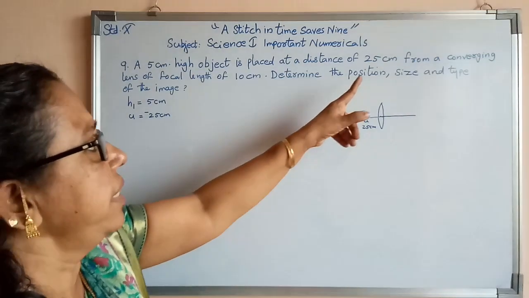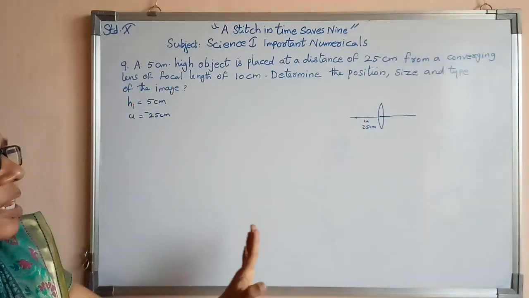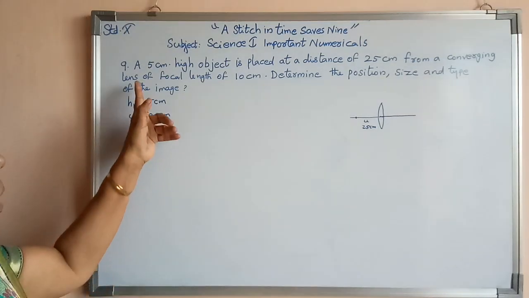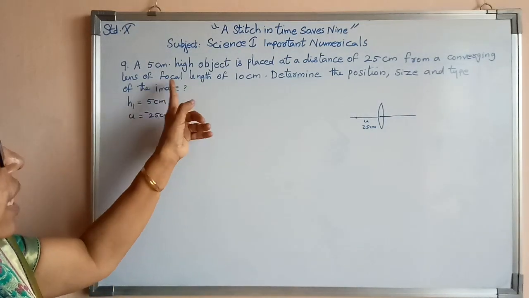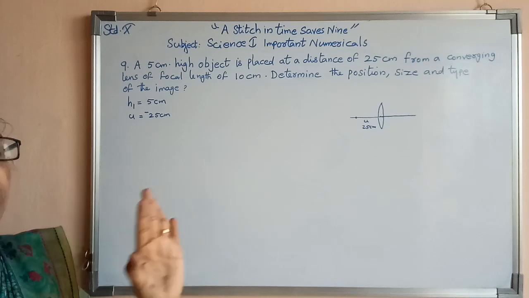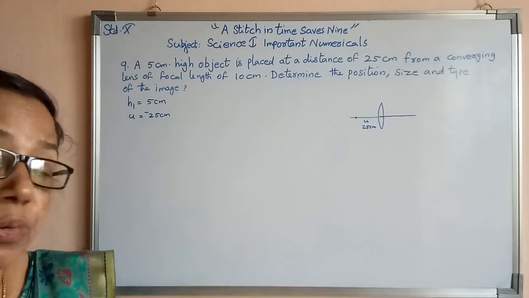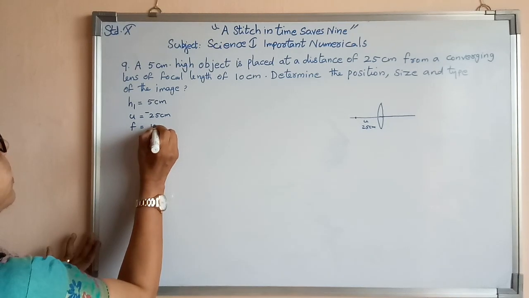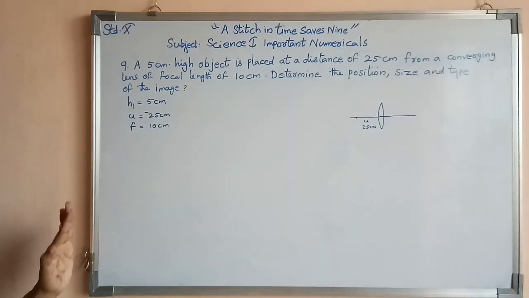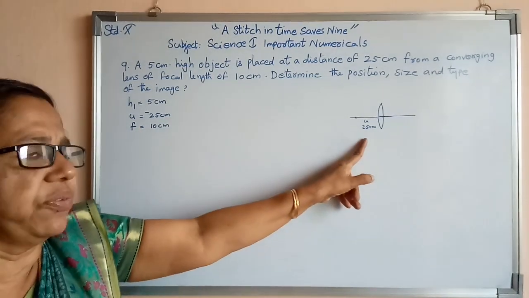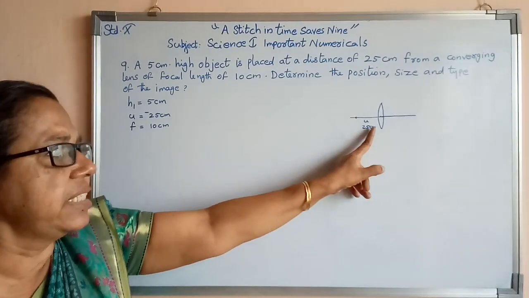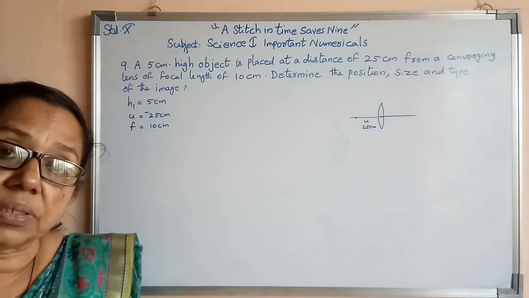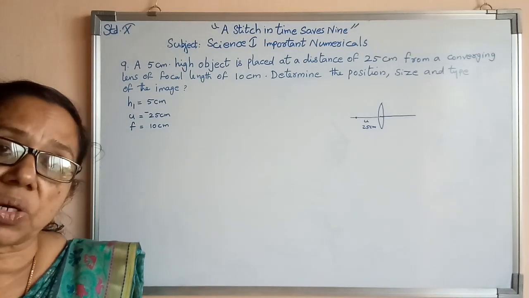Then here it is mentioned converging lens. That means it is a convex lens. Now again the focal length is given. The focal length of a convex lens always will be positive. So small f is equal to 10 centimeter. The focal length of a convex lens will be positive. The distance u always will be negative, whether it is a concave lens or a convex lens.